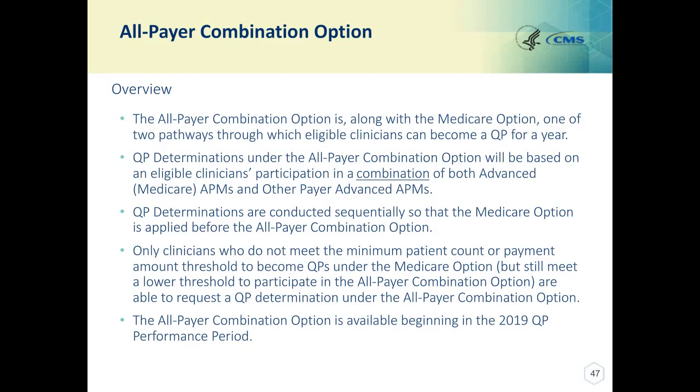Only clinicians who do not meet the minimum patient count or payment amount threshold to become QPs under the Medicare option, but still meet a lower threshold, can participate in the all-payer combination option, and they are able to request a QP determination under it. The all-payer combination option, again, begins in the 2019 QP performance period. Next slide.